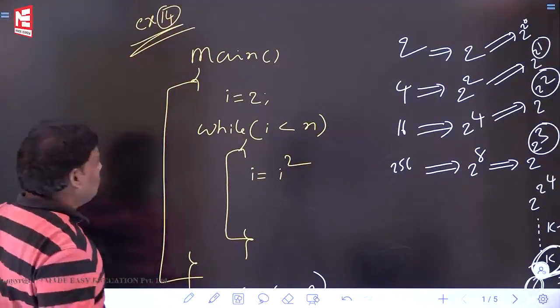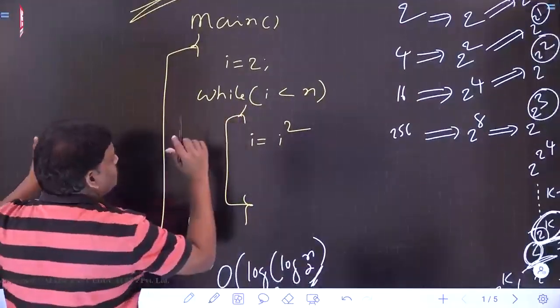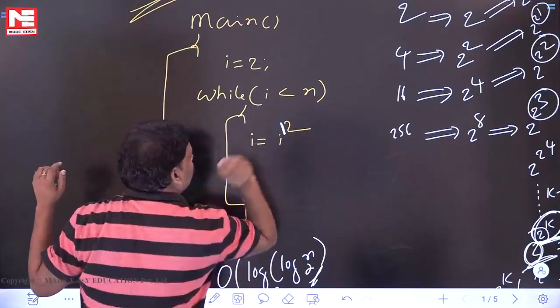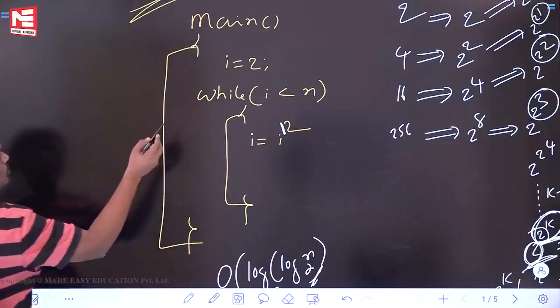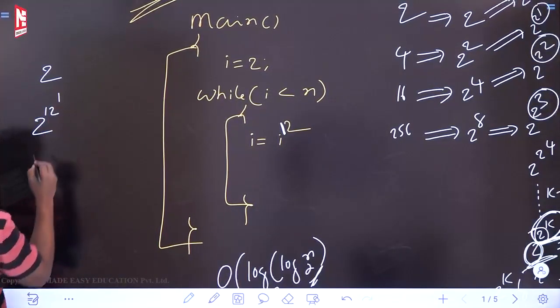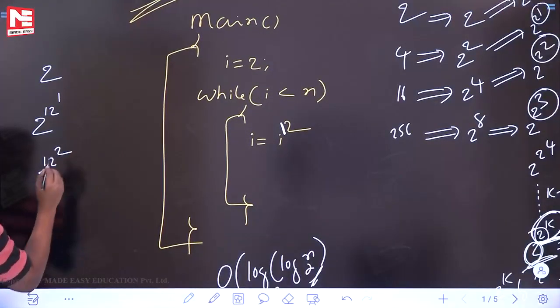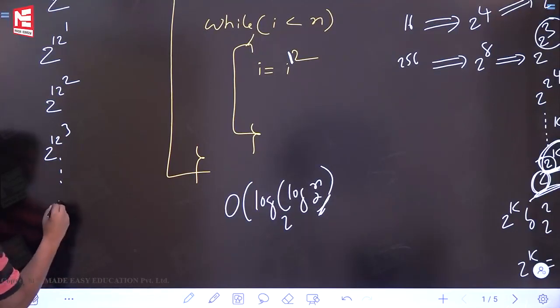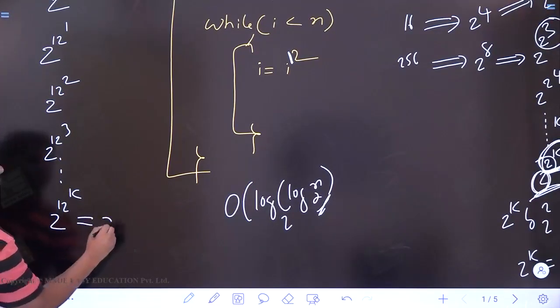Now some people are asking me, please help me, what is the answer of this problem if it is 12? If it is 12, the loop will be like this: first 2, next 2 power 12 power 1, next 2 power 12 square, next 2 power 12 cube, and so on. If you do k times, 2 power 12 power k is equal to n, right?